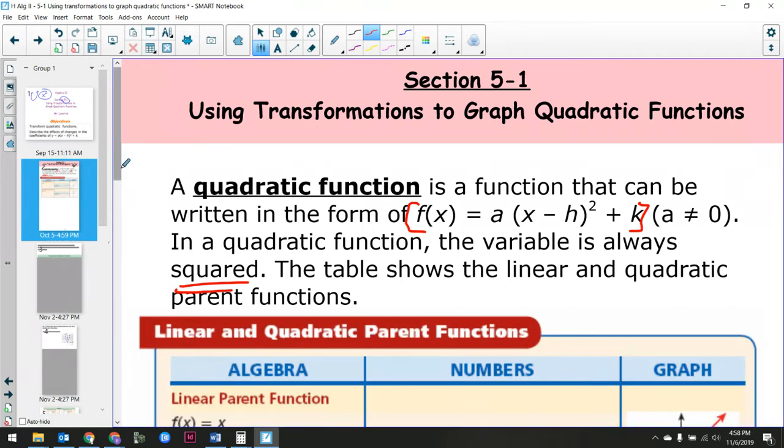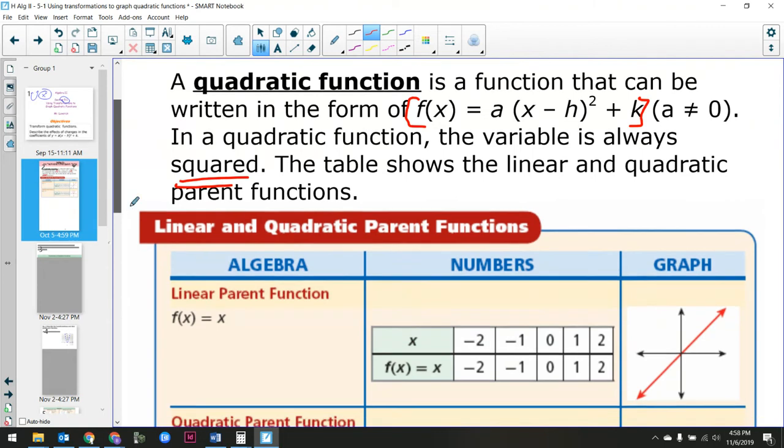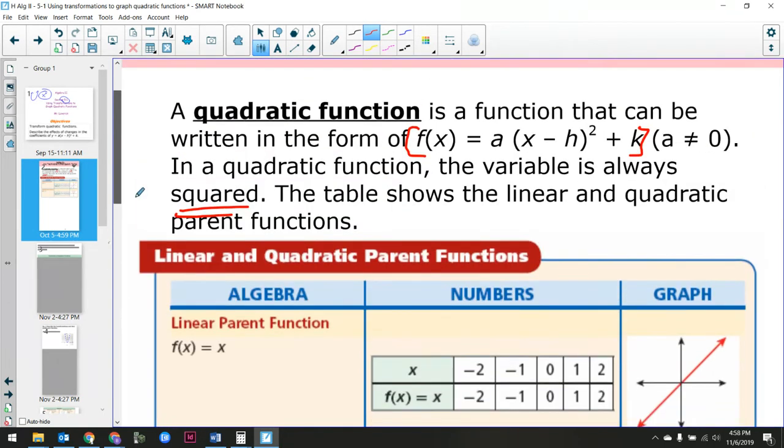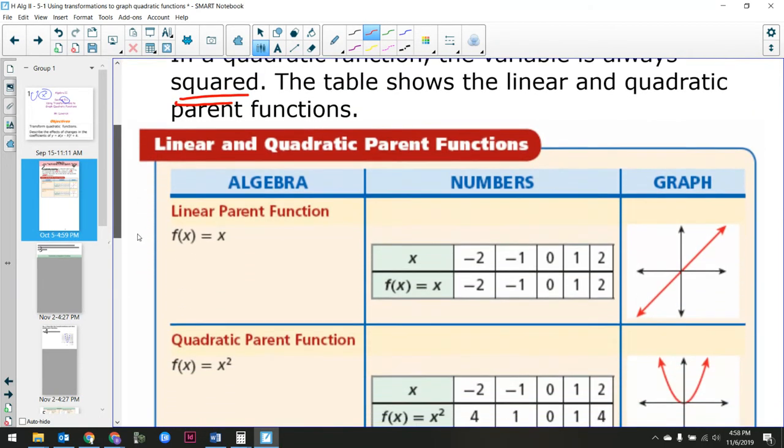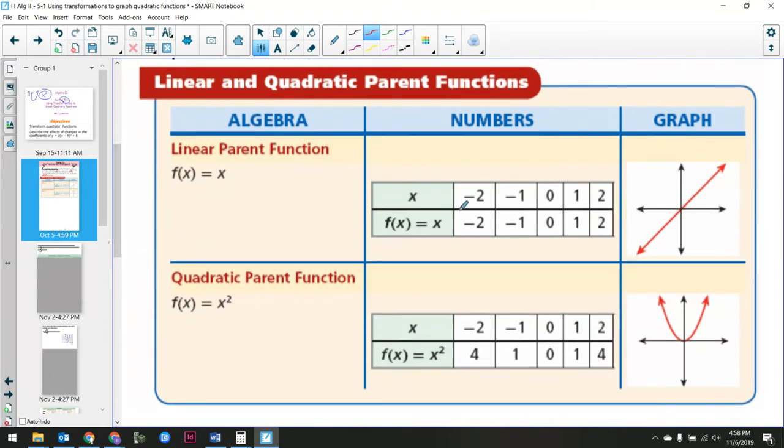Okay, so let's take a look at linear and quadratic, how they relate to one another. These are just the parent functions. Again, if you ever need to pause to write anything down, please, by all means, go for it. So here are the linear and quadratic parent functions.